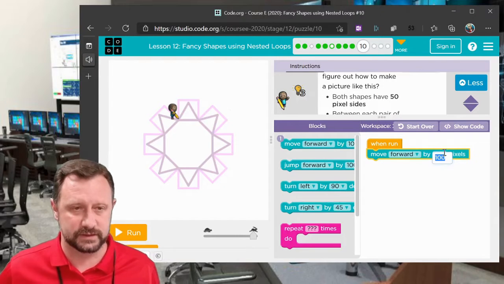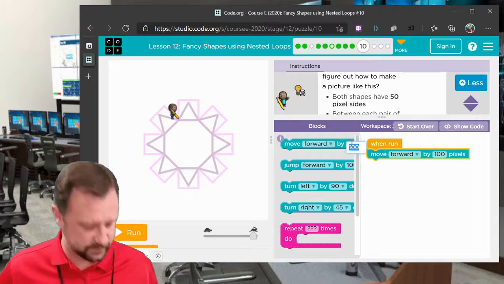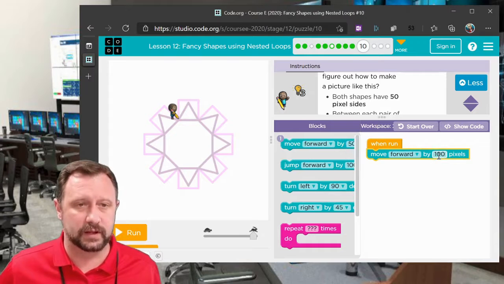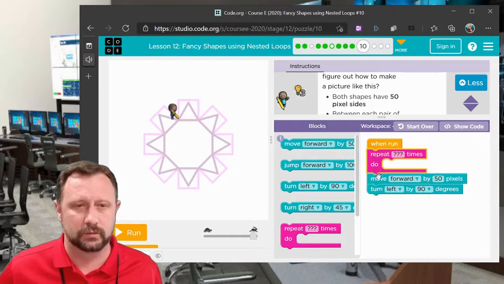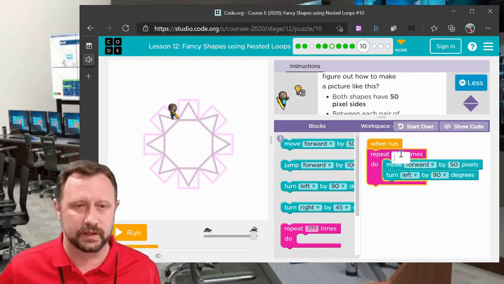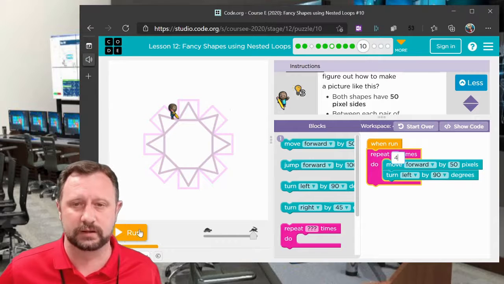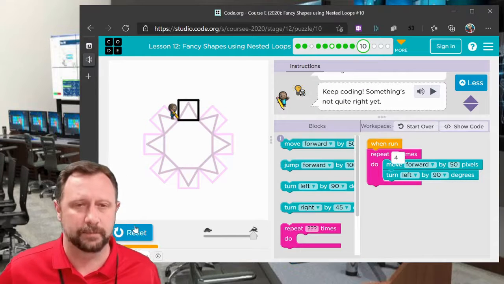Both have 50, so you know what? I'm going to change this number to be 50. So forward by 50. And I have learned that squares do this, so we're going to go forward. We're going to do this 4 times. That should draw a square. Does it do it? Okay.